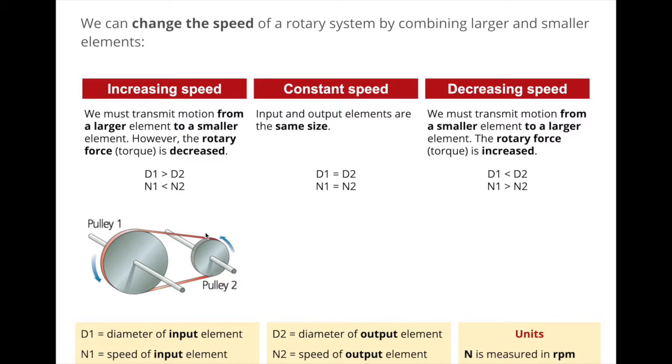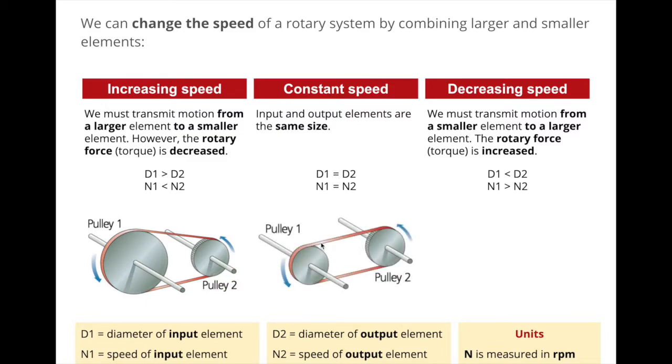What if we want to keep a constant speed? Well, this is easy. We just have to put the same size pulleys, okay? And why would we want this? Well, maybe we don't want to change the speed, but just to change where the movement is produced. So maybe we have the engine here, but we have to produce movement in another place, which is here, okay?